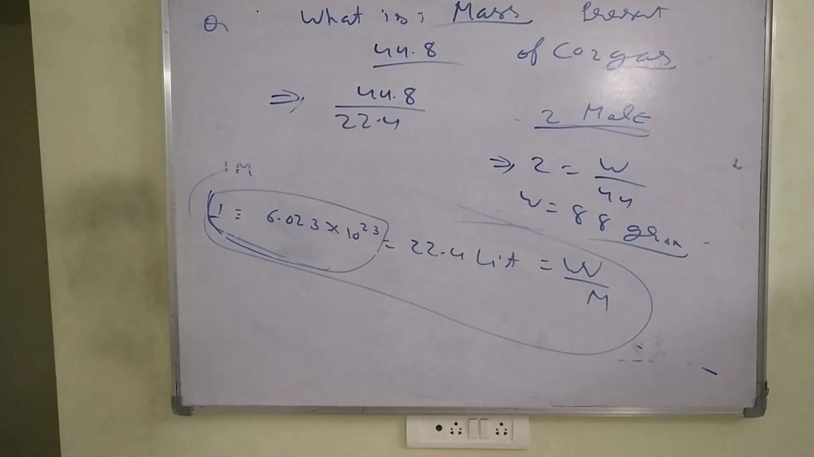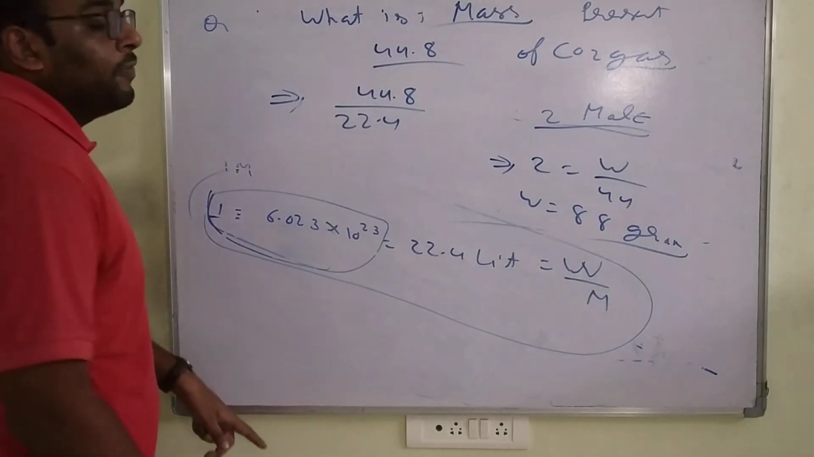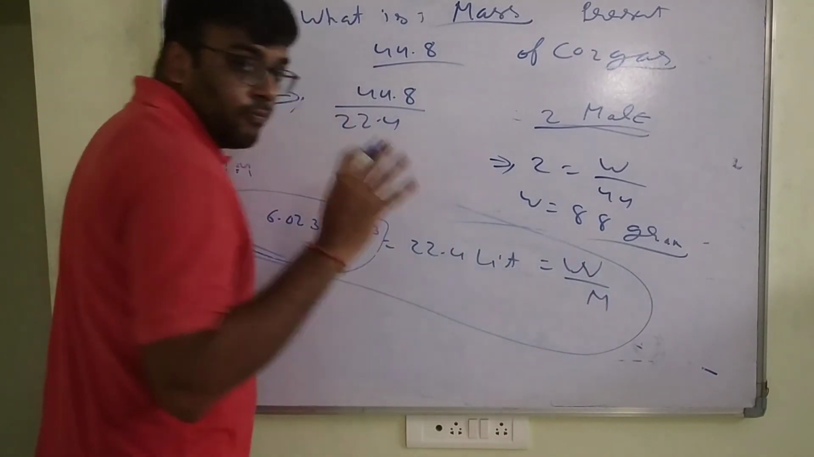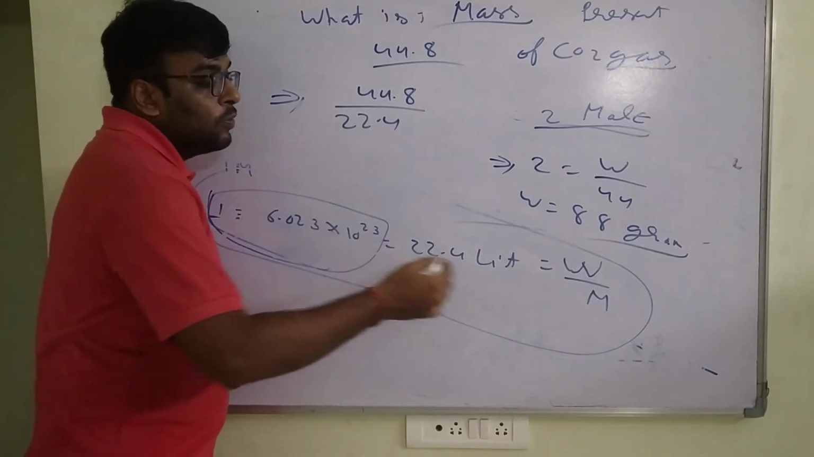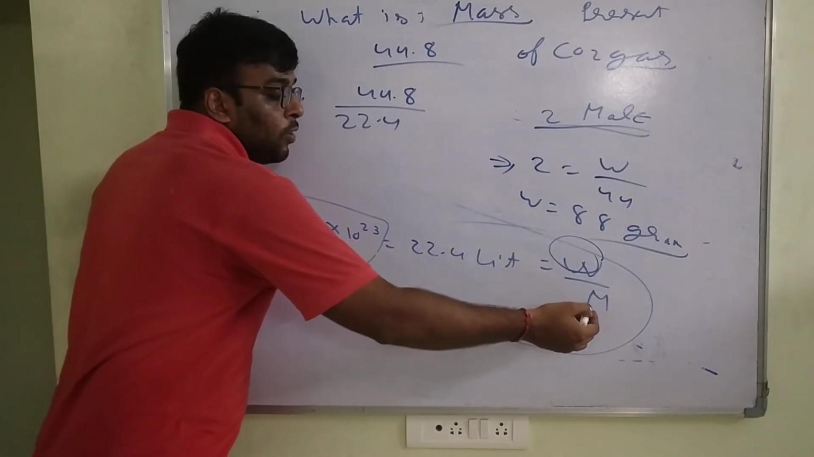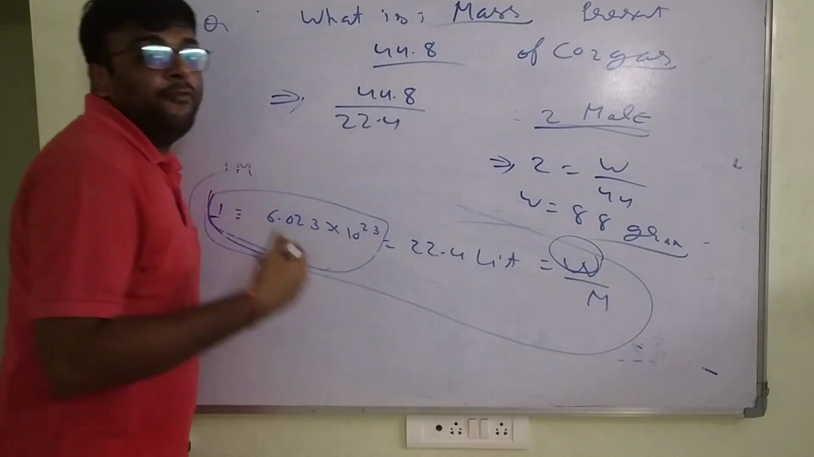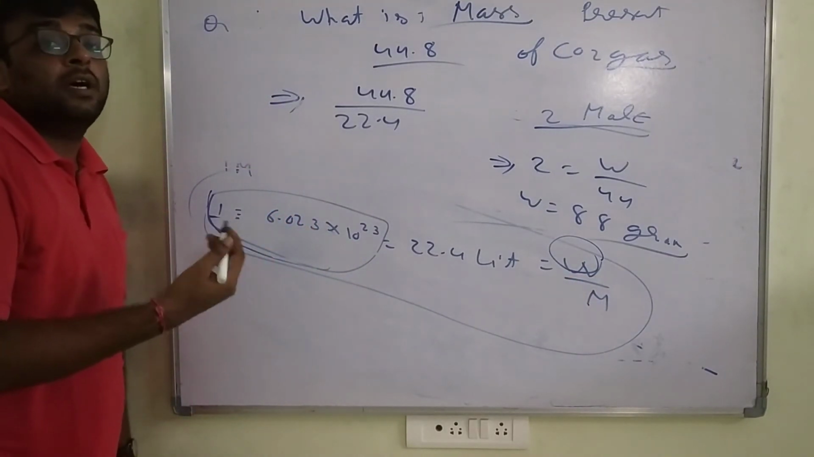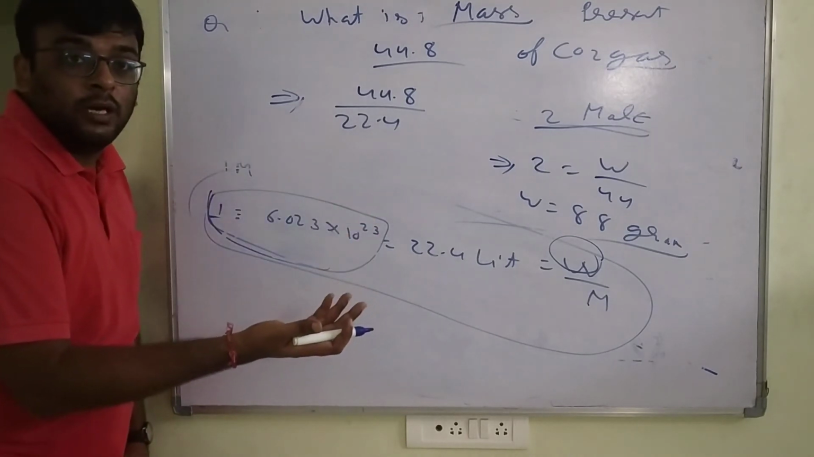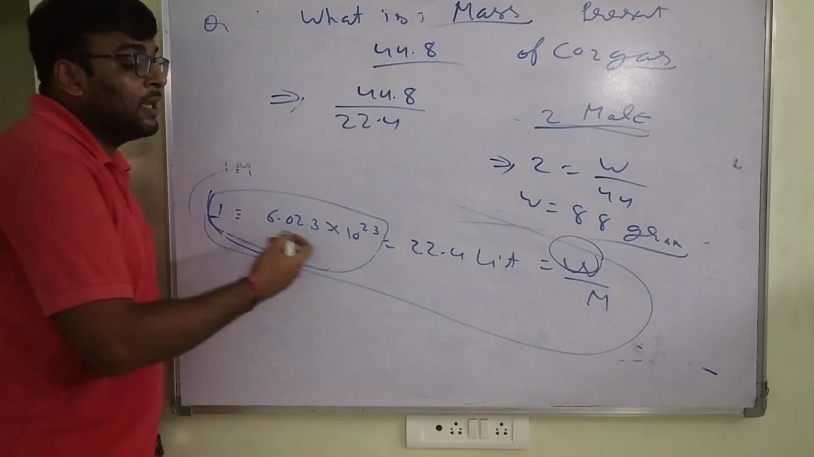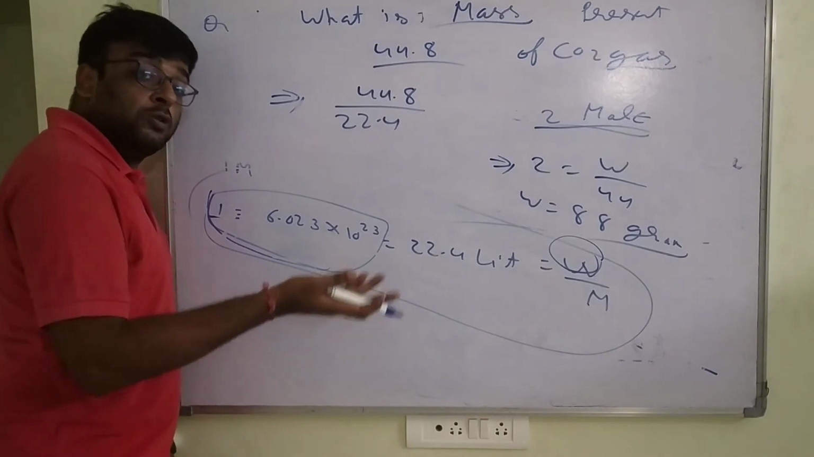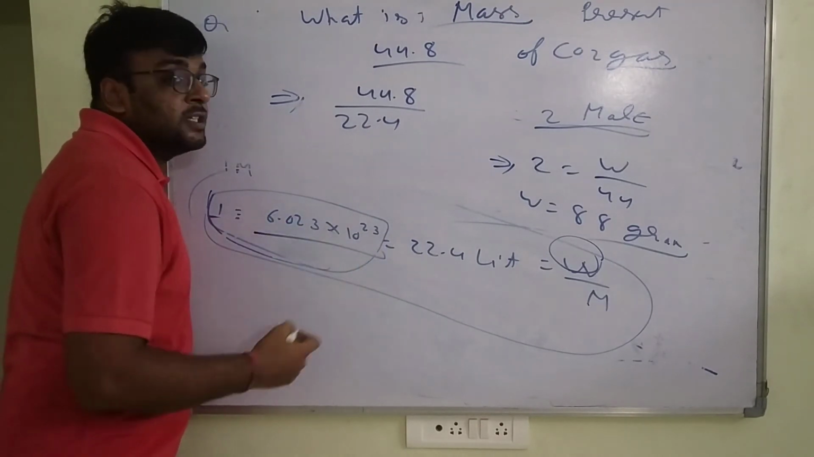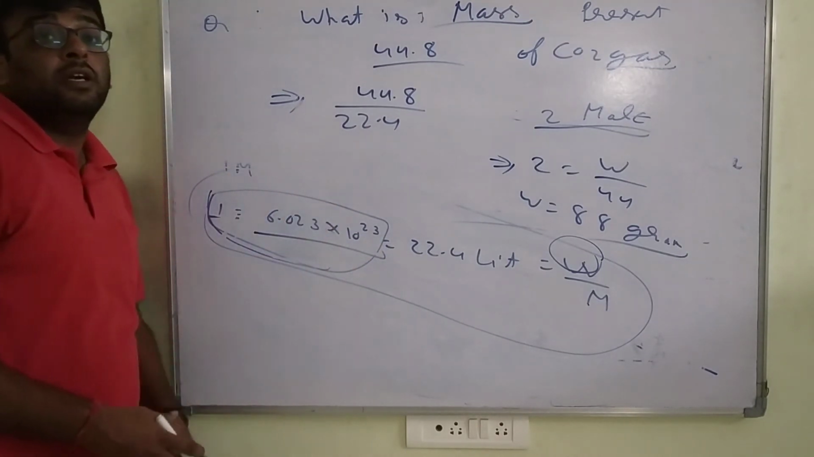I am giving you 1 or 2 questions as examples. I hope you will get it. Once again, look over here. Suppose weight in gram is given; you have to divide by the molecular mass and n will come. If you are asked for molecules, you have to multiply by Avogadro number. If you are asked for volume, multiply by 22.4. Suppose it is converted in the reverse way, this is 6.023.